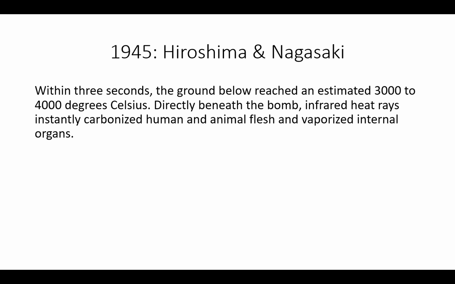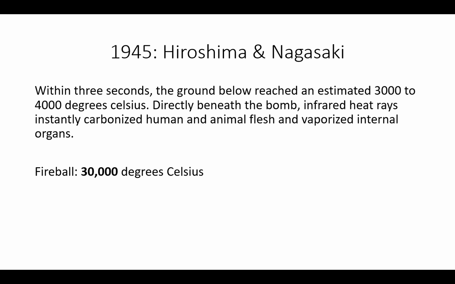And so here's a description of the bomb that was dropped, the atomic bomb. Within 3 seconds, the ground below reached an estimated 3,000 to 4,000 degrees Celsius. Directly beneath the bomb, infrared heat rays instantly carbonized human and animal flesh and vaporized internal organs of people. So there was a fireball within the atomic bomb, which reached a peak of 30,000 degrees Celsius. Now, to give you some context, the surface of the sun is only 5.6 thousand degrees Celsius. So this atomic bomb was about 6 times as hot as the surface of the sun.